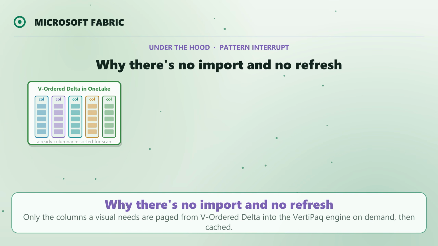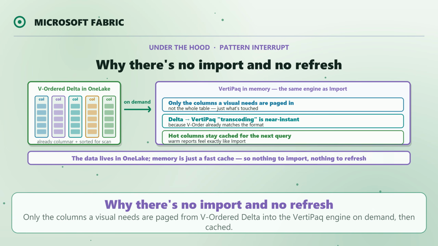Quick pattern interrupt because this is the trick that makes DirectLake work. And once it clicks, the whole thing makes sense. Remember from the Lakehouse and Warehouse episodes that Fabric writes its delta tables in a special layout called V-Order. V-Order sorts and compresses the columns, so they're already in almost exactly the shape Power BI's in-memory engine wants. That's the key. So here's what happens when you open a report. The data is sitting in OneLake as V-Order delta, columnar, sorted, ready to scan.